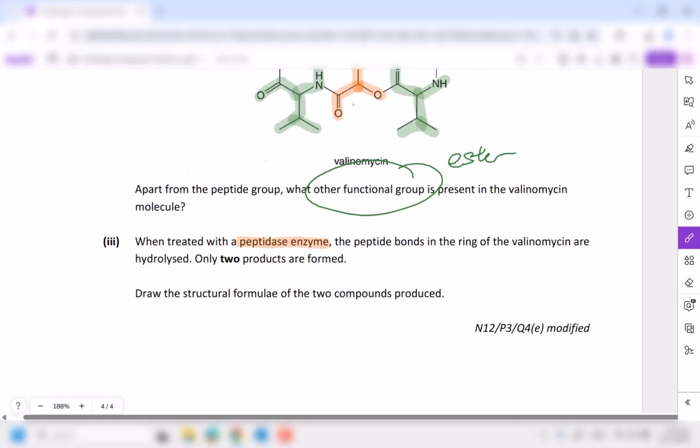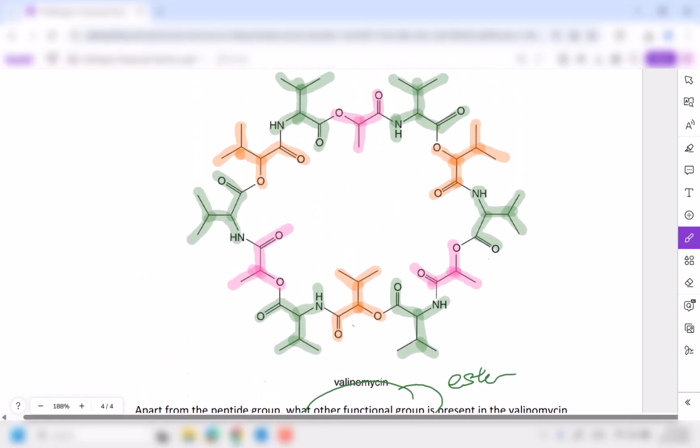So the question is, they are going to treat the valinomycin with a peptidase enzyme, and the peptide linkage is going to be hydrolyzed. Only 2 products are formed. So what am I going to do? I'm going to simply perform hydrolysis on the amide linkages. So I'm just going to cut here, here, here, and here.